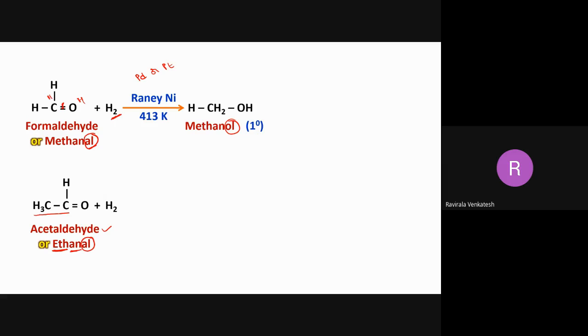On doing hydrogenation again in the presence of nickel, palladium or platinum, what do I have to do here? I have to break the pi bond. Now put one hydrogen on the carbon and one on the oxygen. You get the product CH3CH2OH, again a primary alcohol. That means aldehydes give primary alcohols. Now do one exercise, this one: CH3CH2CHO with hydrogen in the presence of nickel. Or do this one also.